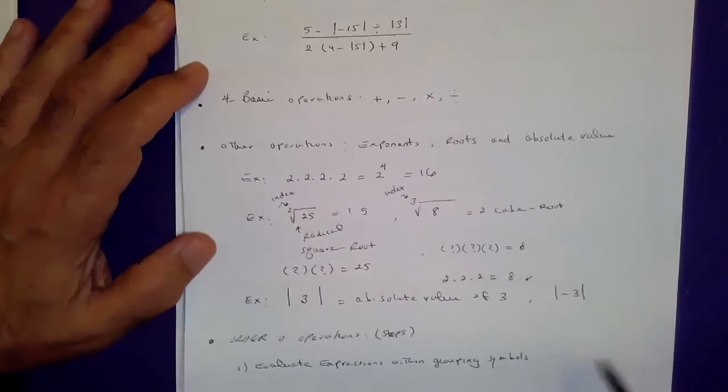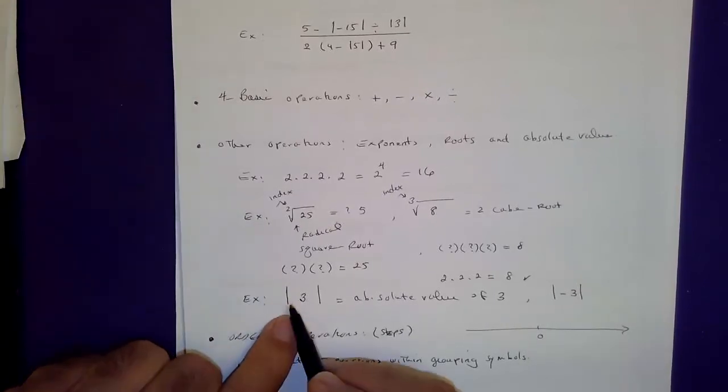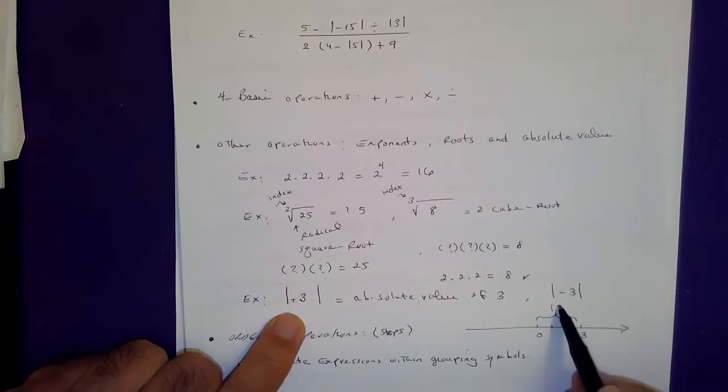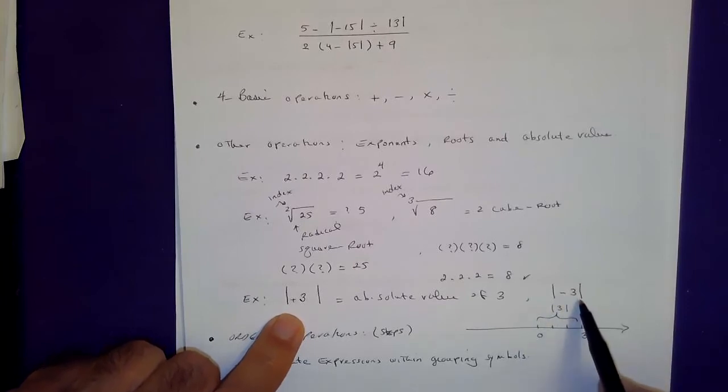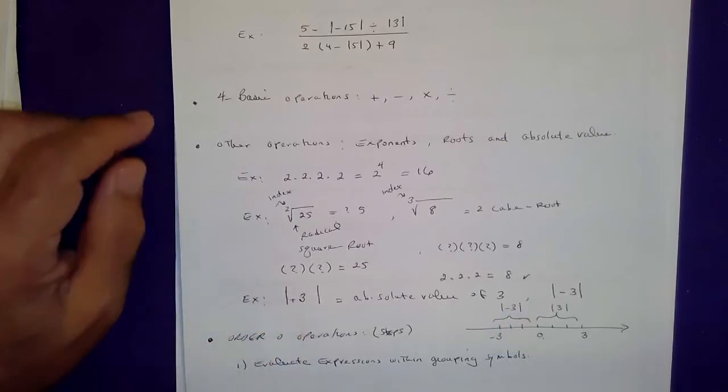So the question is, what exactly is absolute value and what does it represent? Well, absolute value is a measure of distance on a number line. So if this is a number line, let's say the absolute value of +3, that means on a number line, you go 3 units to the right side of the 0. So this much is absolute value of 3. On the other hand, absolute value of -3 means we go 3 units to the left side of the 0 on a number line. So this much is absolute value of -3.